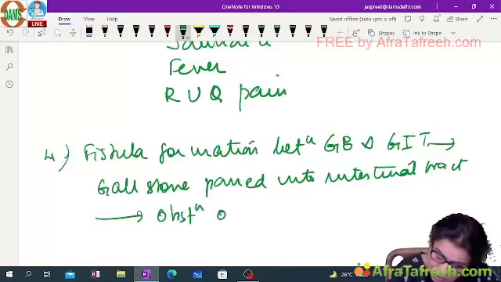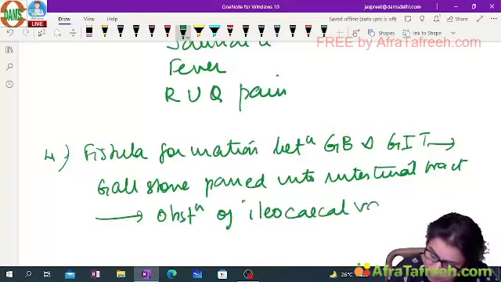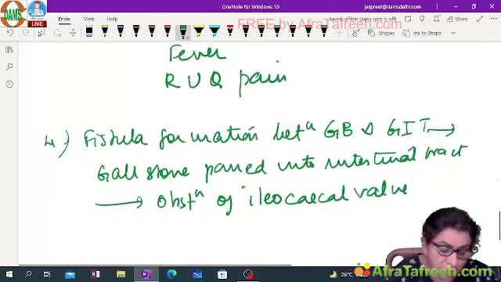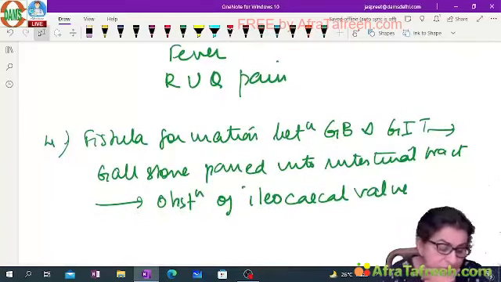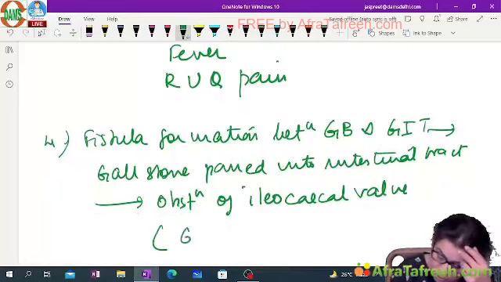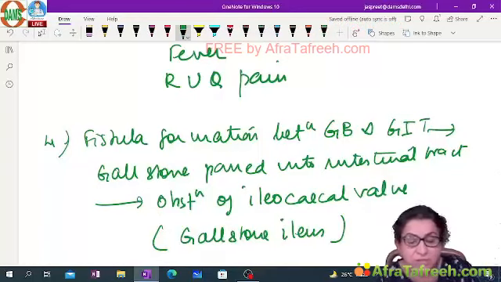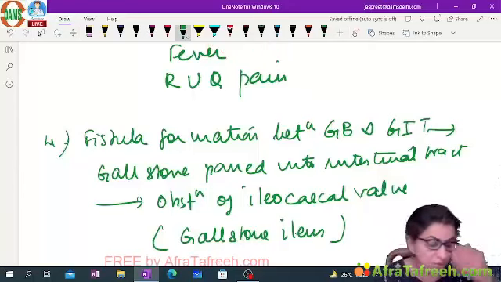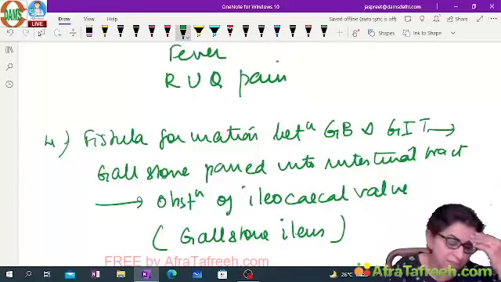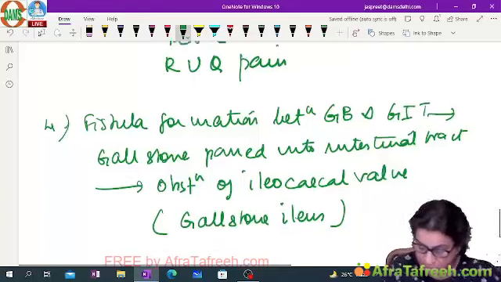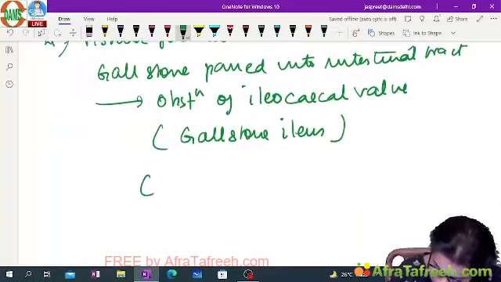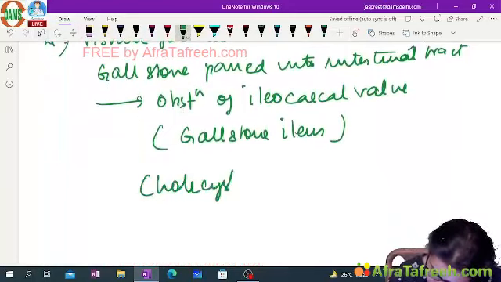Obstruction of the ileocecal valve is called gallstone ileus. So this is termed gallstone ileus. So this is about cholelithiasis, or gallstones. Looking at the second entity in the gallbladder, second is cholecystitis.